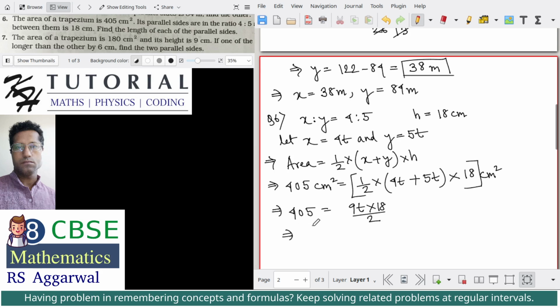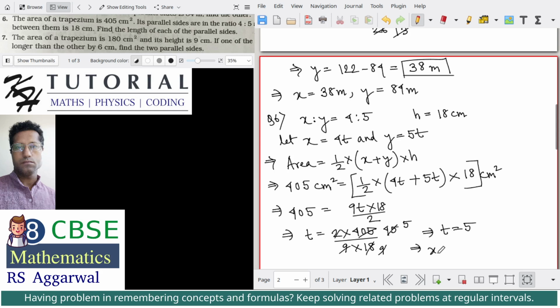From here we can easily solve for t. So t will be equal to 2 multiplied by 405 divided by 9 multiplied by 18. Okay, so 2 divides 18 with 9, and 9 divides 45 with 5. So t is equal to 5.